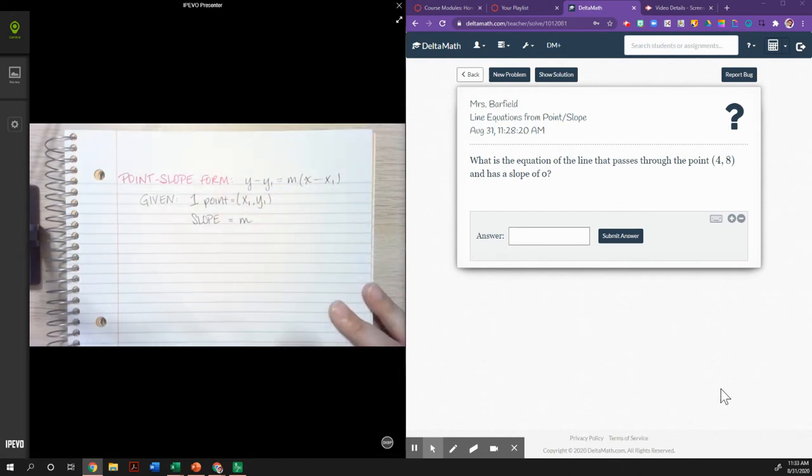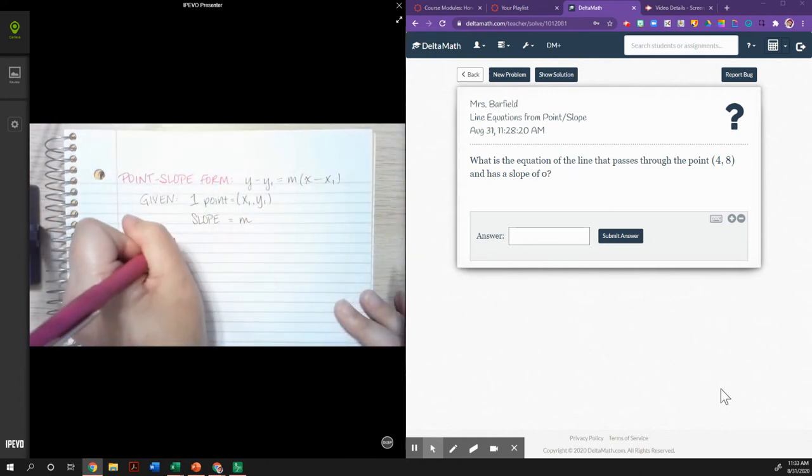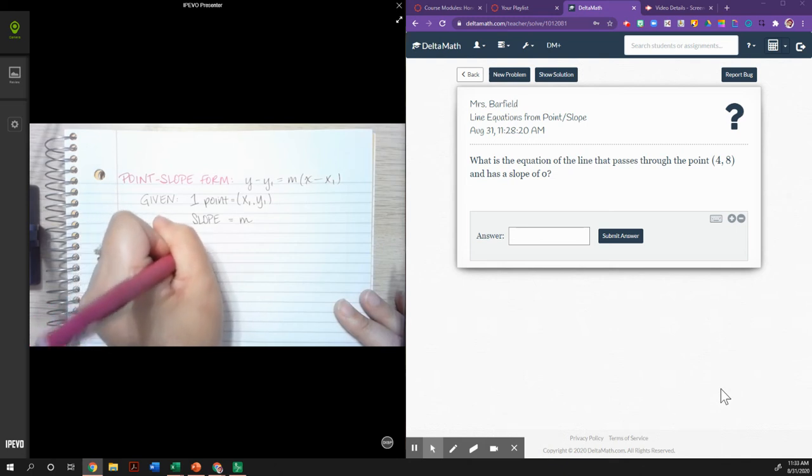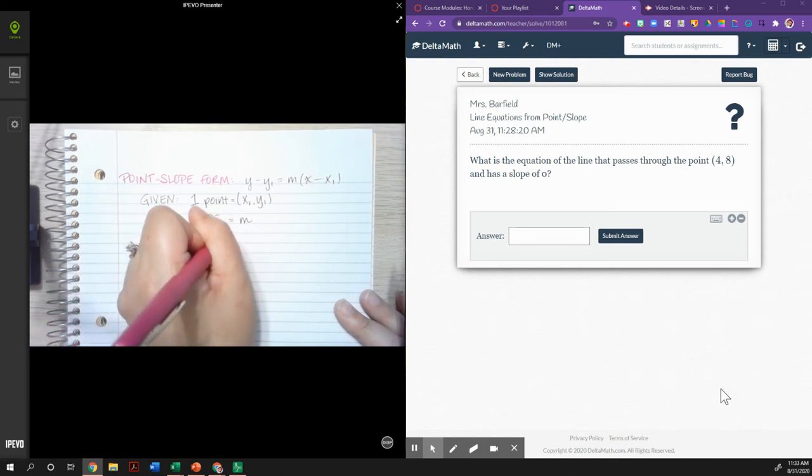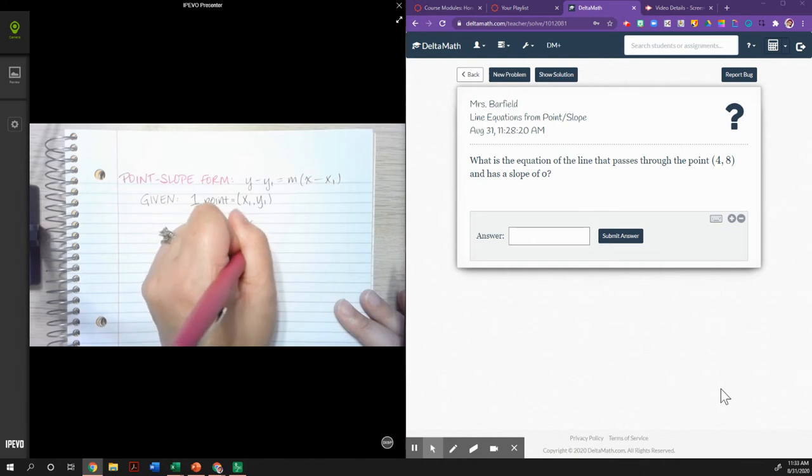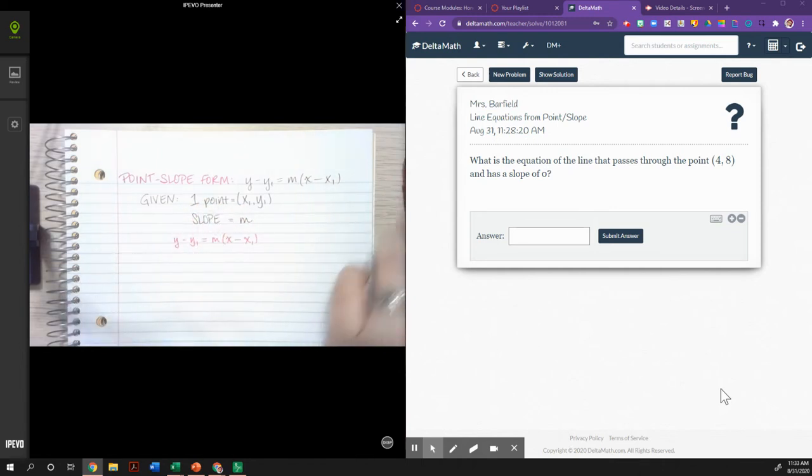So what you're going to do is you're going to be given 1 point and you're going to call that x1 and y1 and you're going to be given the slope. And then you're going to plug it into this gigantic formula. On the right, it says, what is the equation of a line that passes through the point 4, 8 and has a slope of 0? Same thing. We write the formula. That's the way we learn it. y minus y1 equals m times x minus x1.